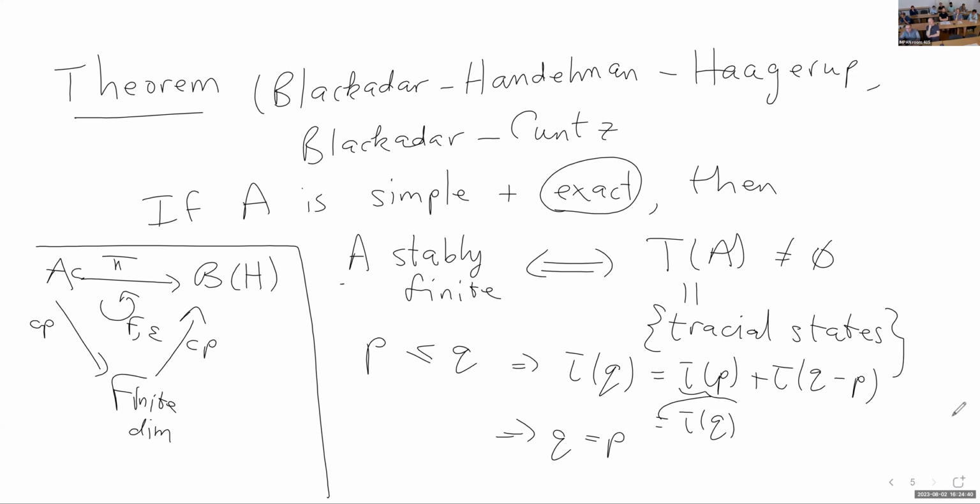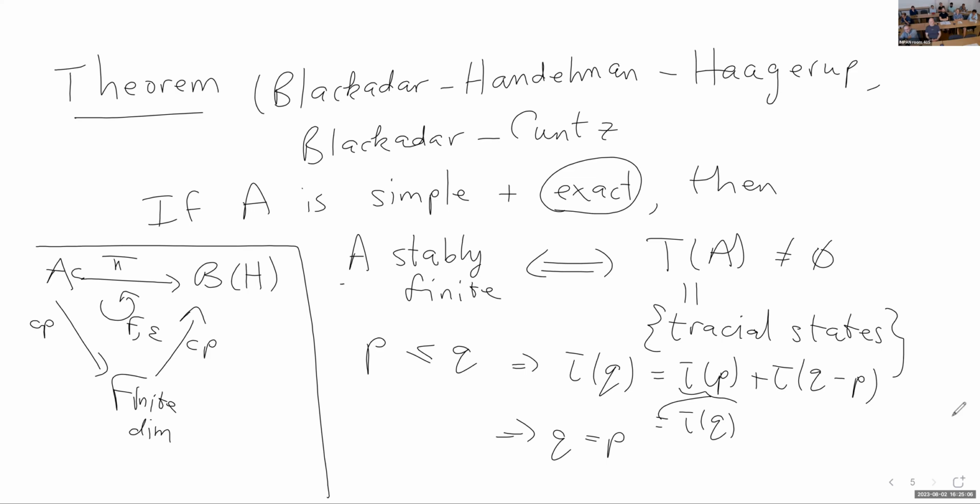So this gives us a source of examples of stably finite C-star algebras: anything that's simple and has a trace. So for example, the n by n matrices with its canonical trace is stably finite. The Jiang-Su algebra is stably finite, it has a trace. Simple AF algebras, UHF algebras, all of these ASH algebras I was talking about last time, are stably finite because they have traces.